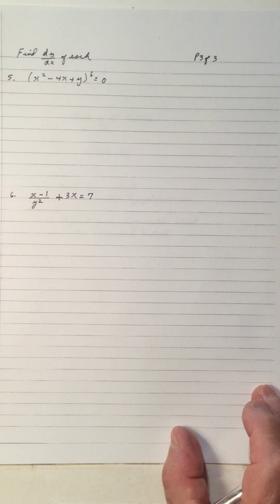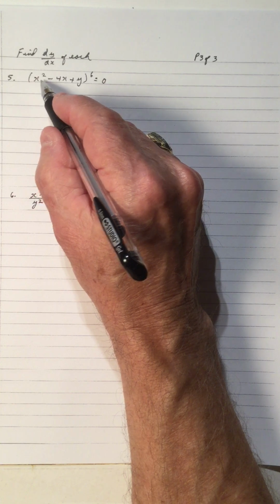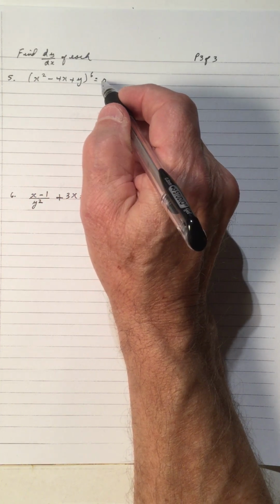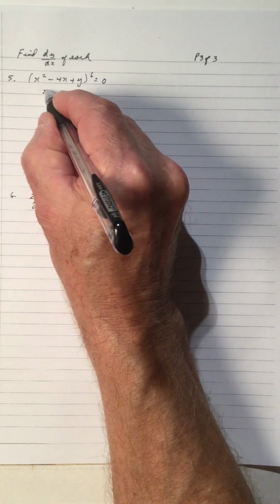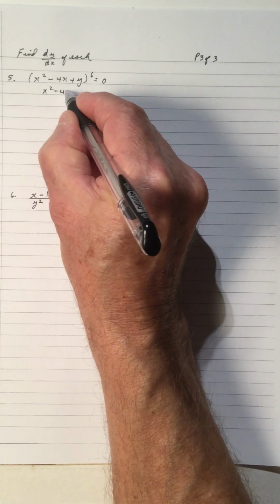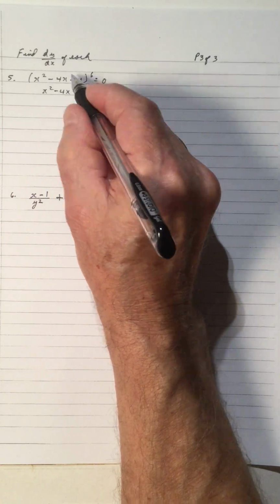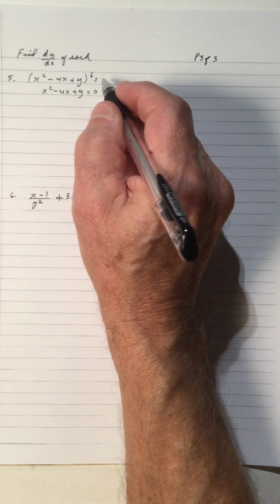Now, find dy/dx of each. Number 5. So notice we have x squared minus 4x plus y, all to the 6th power, equals 0. If this to the 6th power equals 0, that means that x squared minus 4x plus y must be 0, because 0 raised to the 6th power is 0. Now we do the derivative, d/dx.